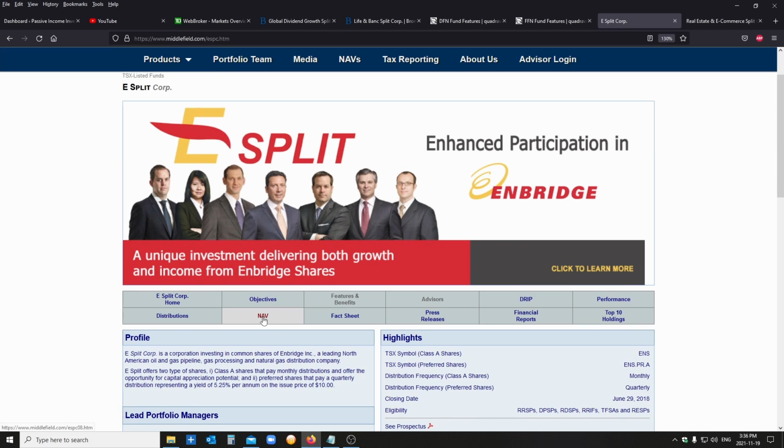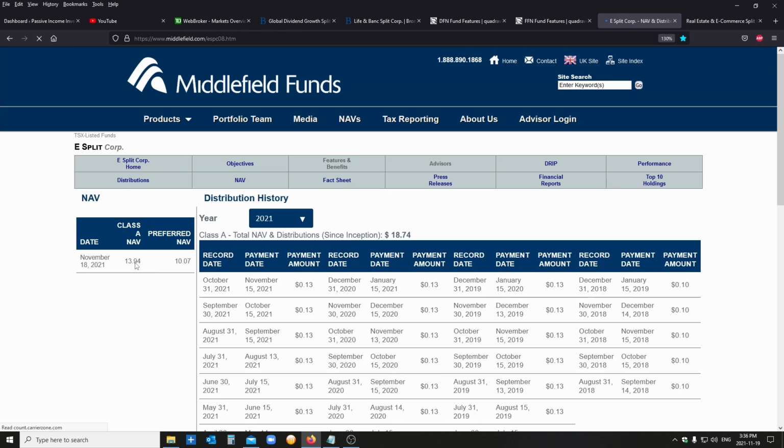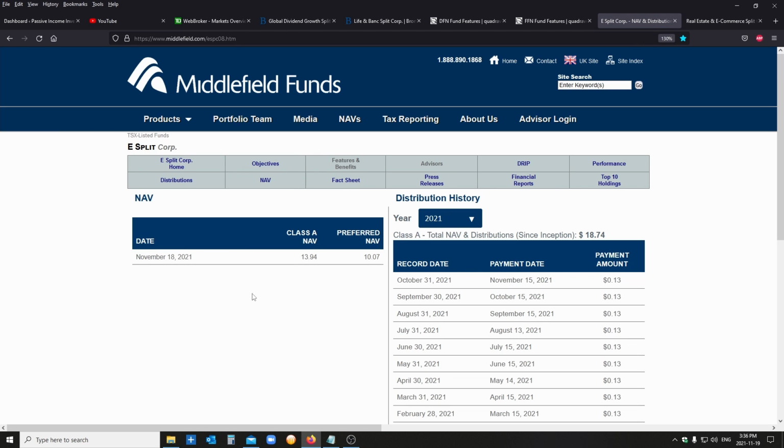If you click on the NAV button here, this is where you will get the NAVs. The Class A NAV is $13.94. The preferred one is $10.07. Combine these two numbers together, you get about $24, and that is the unit NAV of ENS, right, of this split fund. So $24 is way past the $15 minimum. In terms of unit NAV, it's very safe, it's very high, but there is a little bit of concentration risk because it's only Enbridge.